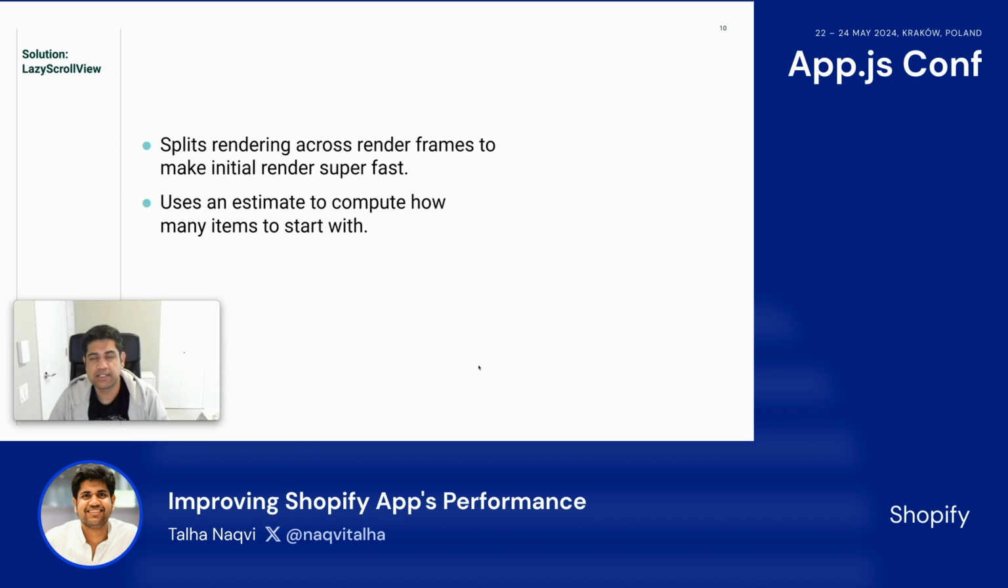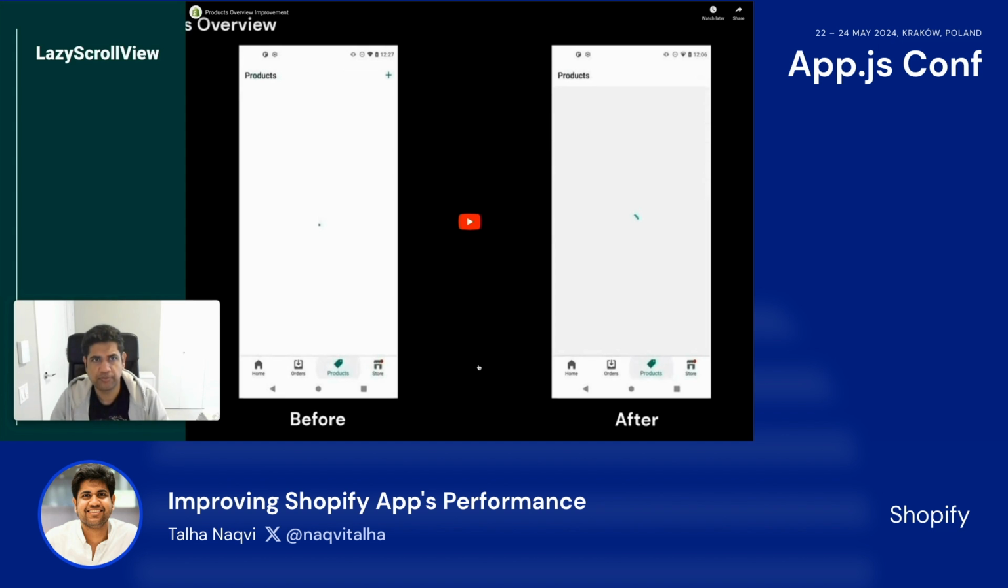So the goal is that at the end, you end up with the same amount of content, but it gets split across render frames so that your initial render is super fast. And this was super impactful and super easy to migrate to. Again, if you go to the blog that I wrote, I think back in late January, early March, you can go and see the code snippet that we use to implement lazy scroll view, and you can try it out. Let's look at a quick demo which highlights how well this works.